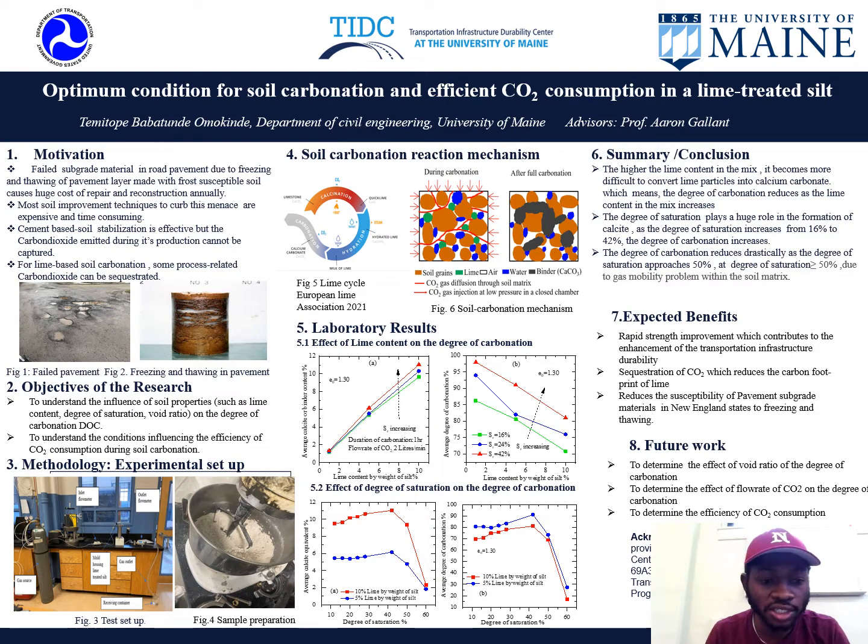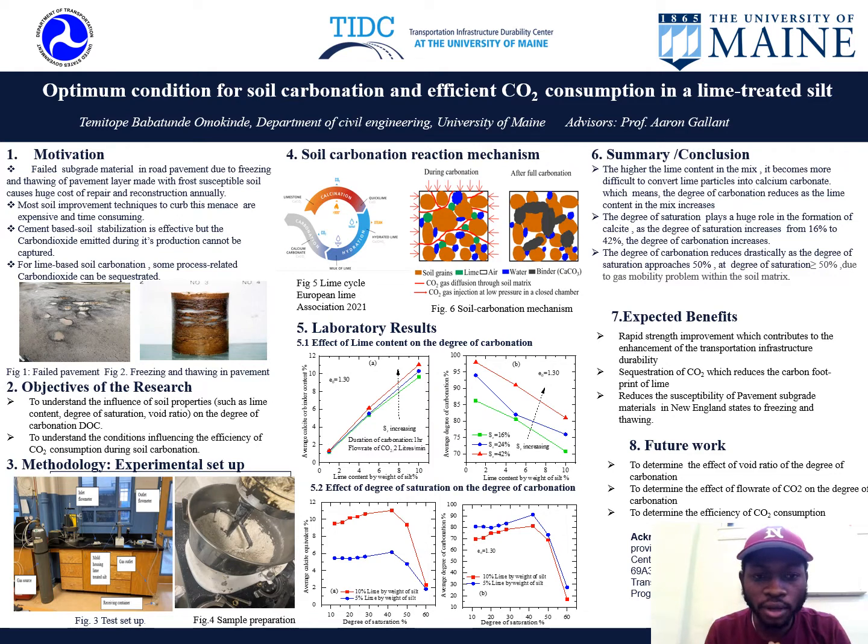From Figure 3, you can see the test procedure. For the test setup, we have the CO2 cylinder, which serves as a gas tank, where the CO2 is going to be introduced into the mold. As you can see, we have the flow meter, which captures the flow rate of the CO2 into the mold, and the second flow meter captures the CO2 flow rate and properties of the gas that goes out of the mold. So as you can see, we have soil carbonation and reaction mechanism.